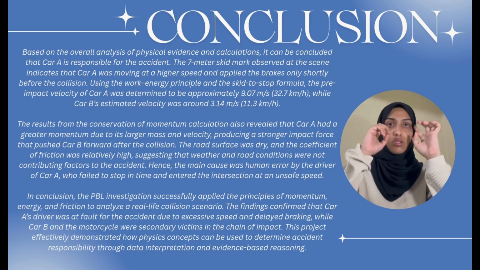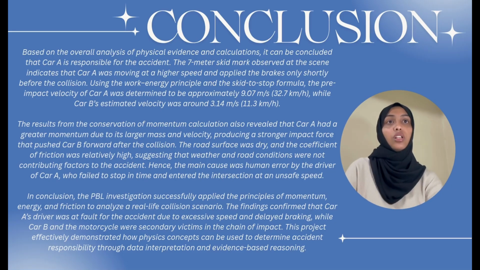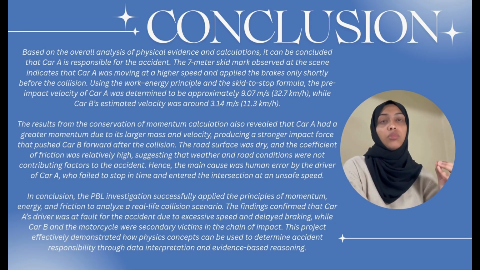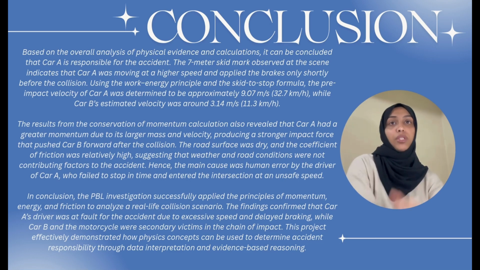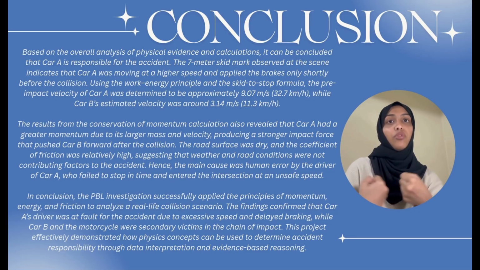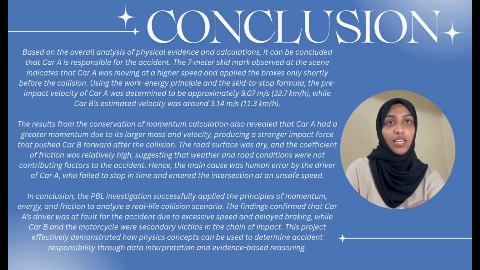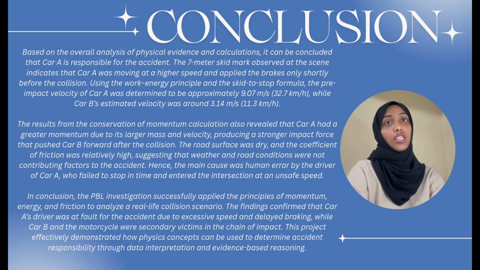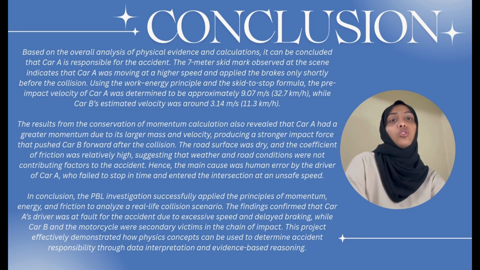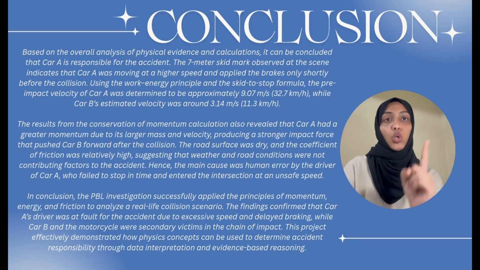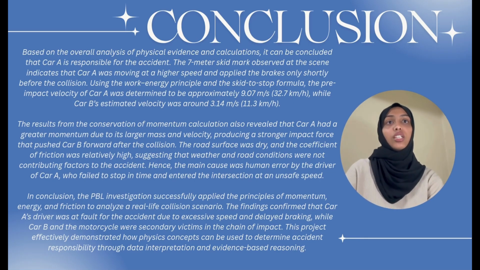The result from the conservation of momentum calculation also revealed that car A had a greater momentum than car B. Its larger mass and velocity produced a stronger impact force that pushed car B forward after the collision. The road surface was dry and the coefficient of friction was relatively high, suggesting that weather and road conditions were not contributing factors to the accident. Next, the main cause was human error by the driver of car A, who failed to stop in time and entered the intersection at an unsafe speed.